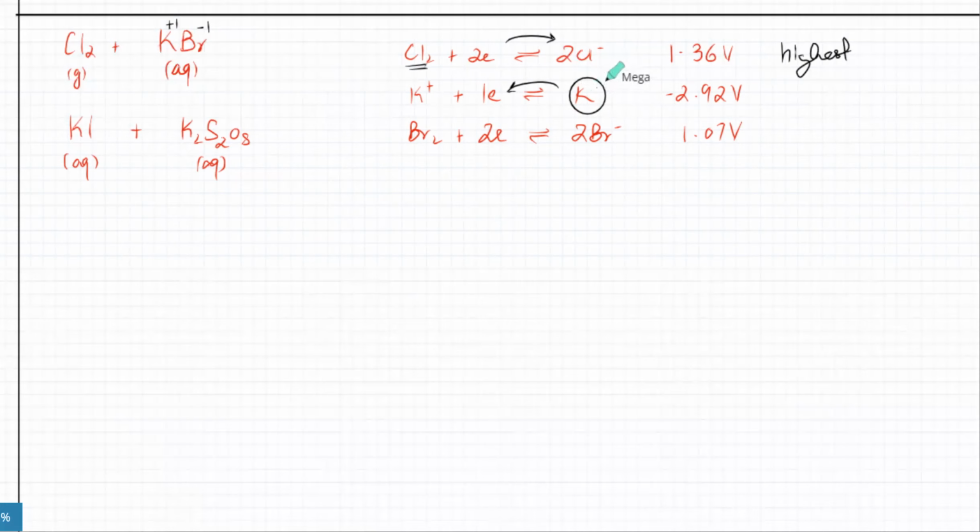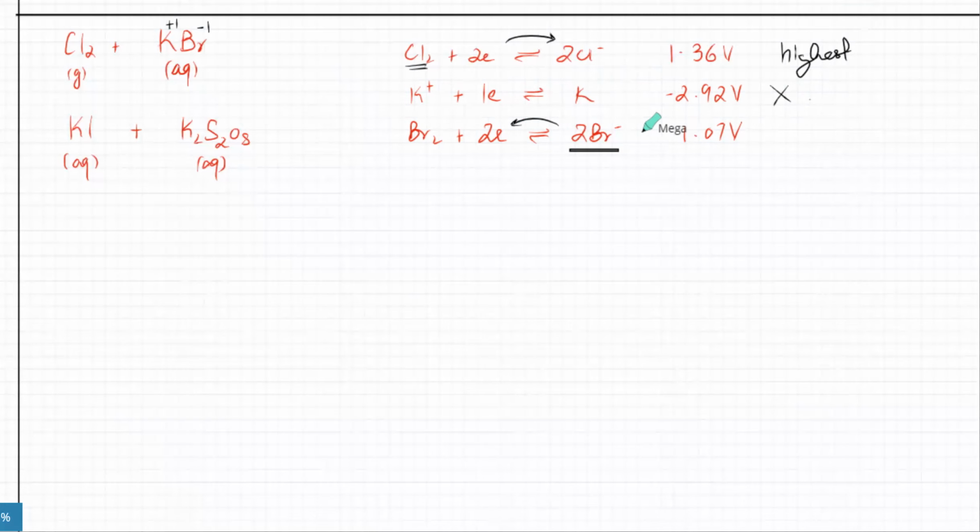So you can't use this equation, because although this is the lowest potential, it's potassium that loses electrons. You don't have potassium, you have potassium ions. So the lowest now is the Br minus equation, right? And you do have Br negative, so that makes sense. So those are your two equations. Is this clear?